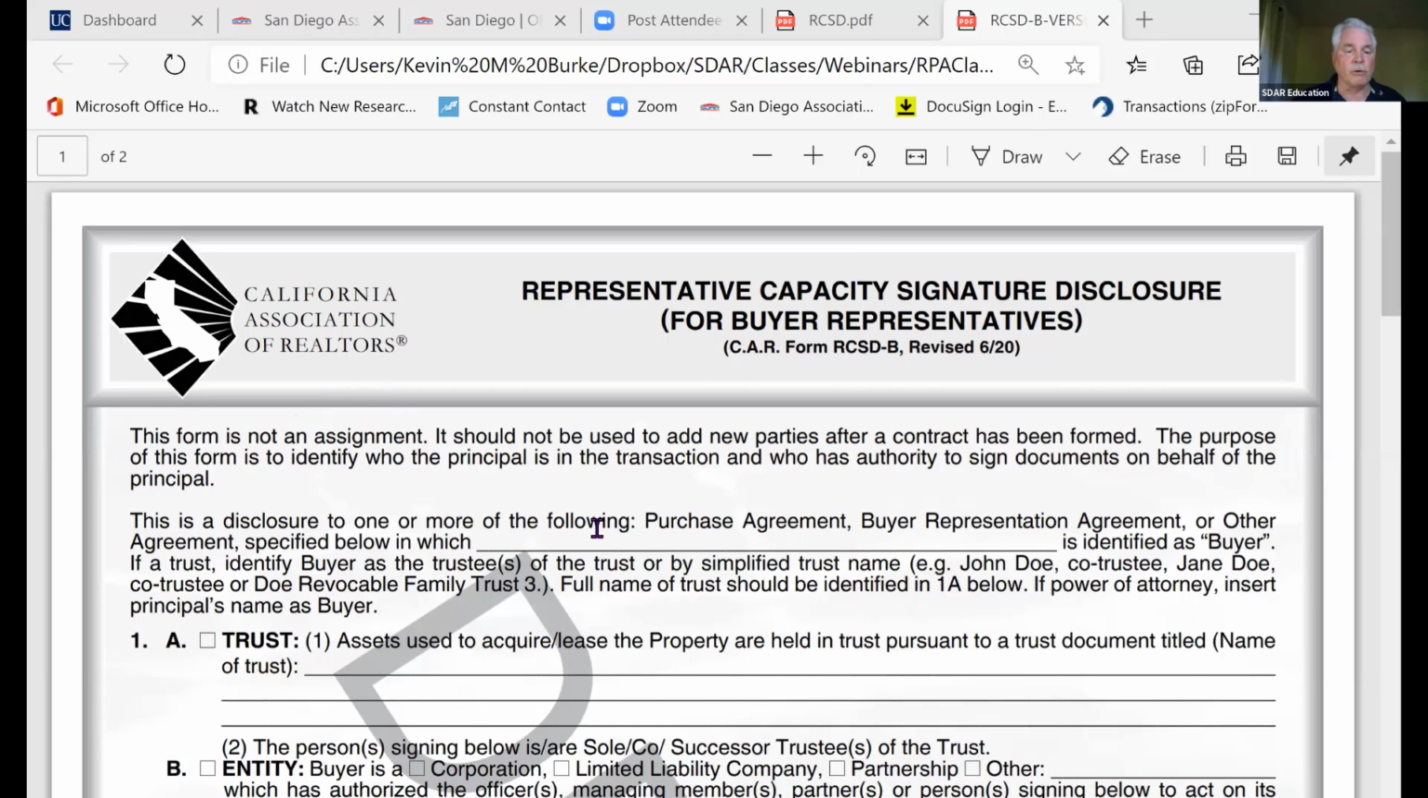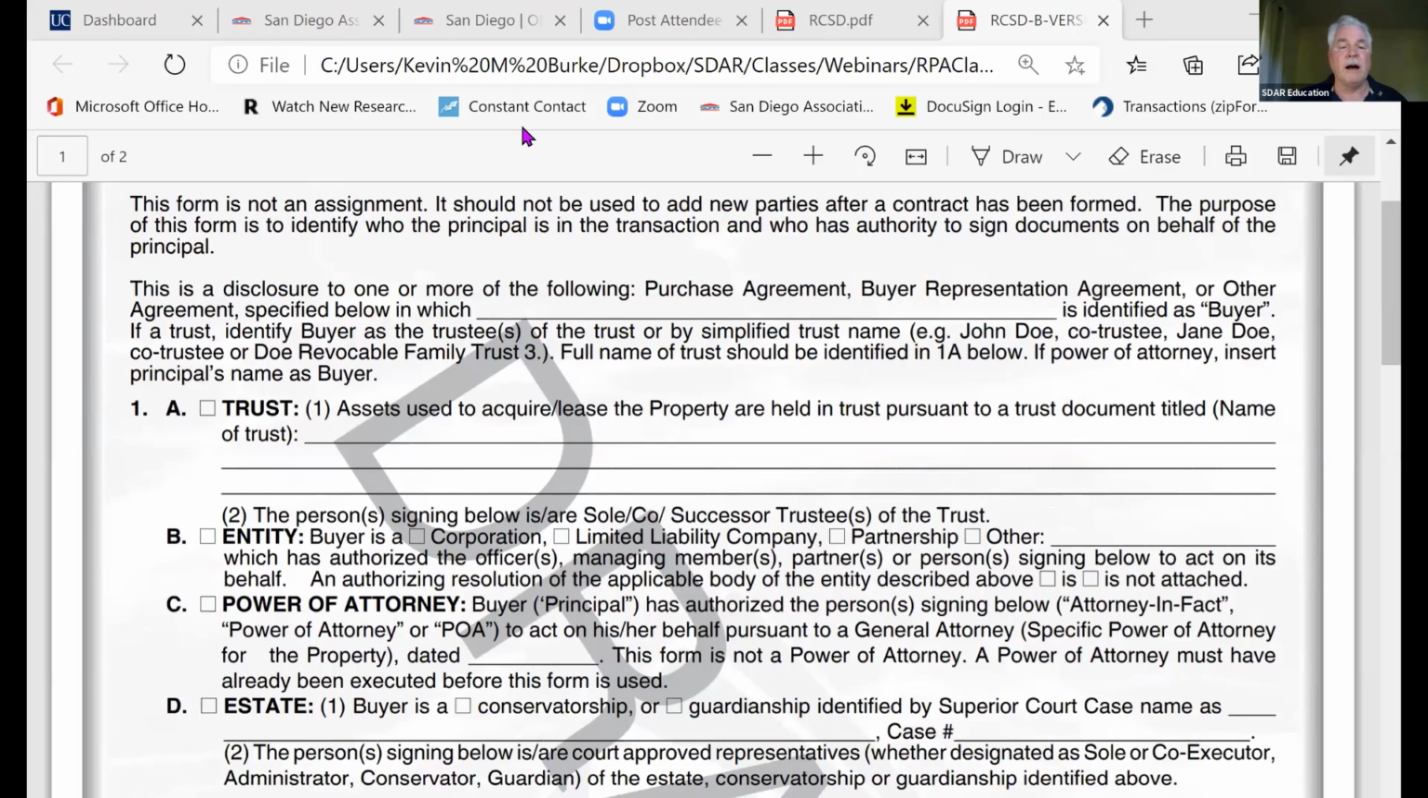All right, let's roll it down a little bit. So this is a disclosure to one or more of the following. In your case, you don't have to do anything, but today we're discussing the purchase agreement. You don't have to circle it. Don't worry about that. Specify below, identifying who is the buyer. Okay, so that's my deal. I'm trying to take care of the buyer with this form. I'll have another separate form for seller.